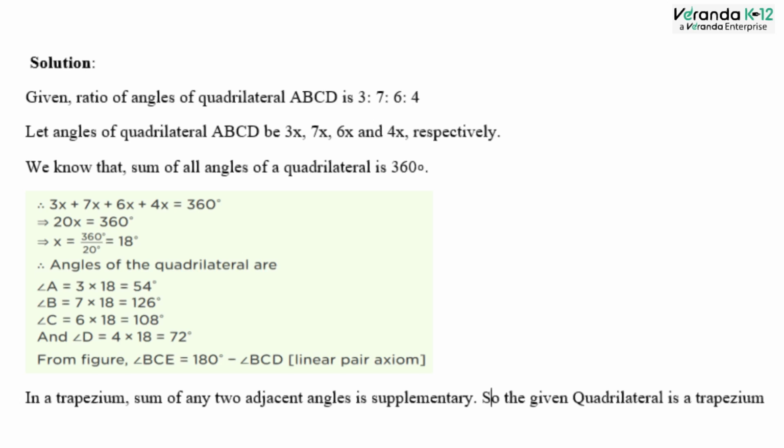Now, in a trapezium, sum of any two adjacent angles is supplementary. Therefore, we can say that the given quadrilateral ABCD is a trapezium. So, the right option would be option D, trapezium.